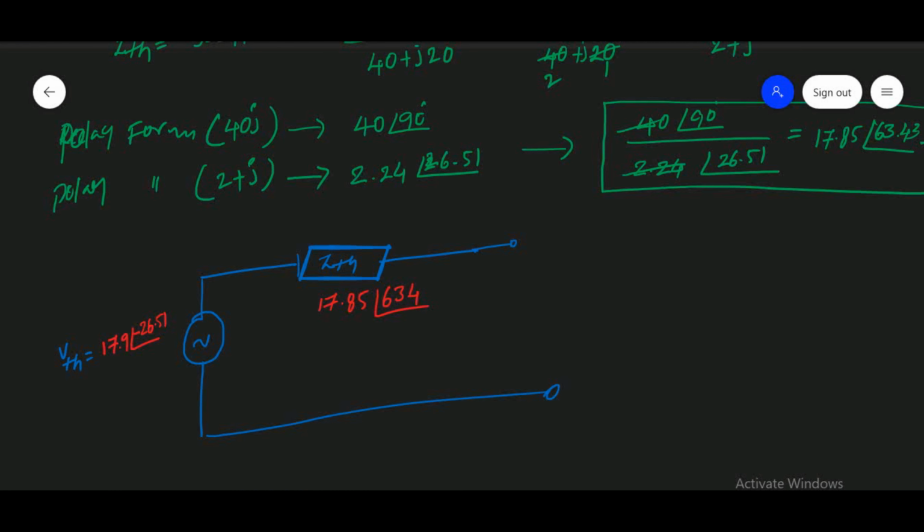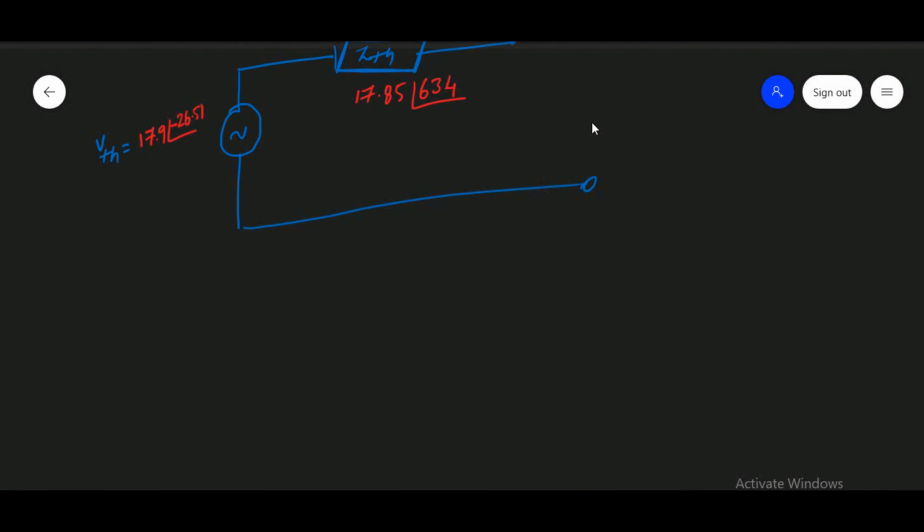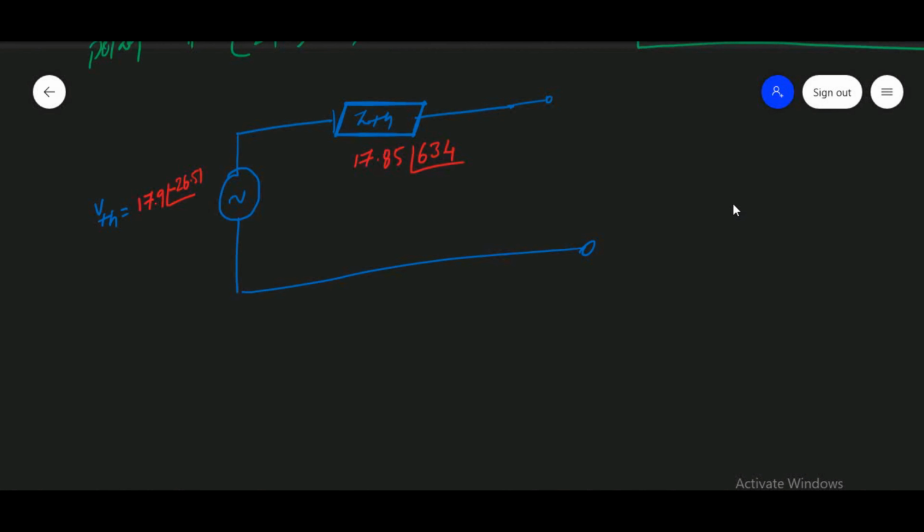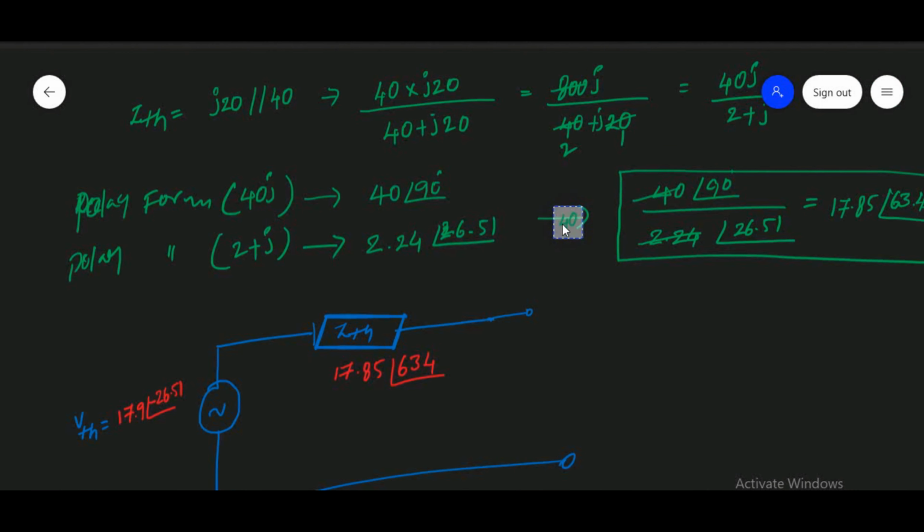Till now we have seen superposition theorem and Thevenin's theorem. You know that Thevenin's theorem and Norton's theorem are complement to each other. So how will be the Thevenin circuit? This is your Thevenin circuit. This is our last problem.